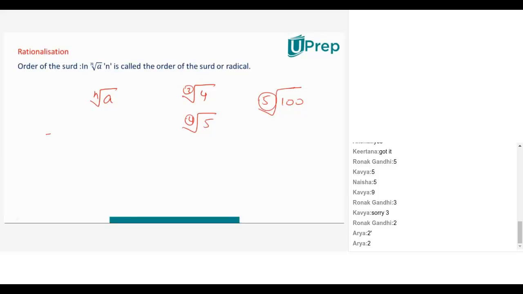We'll come to the surd later. First, let's understand a radical in detail. So this 3 or 4 or 5 is called the order. Say for example, we have seventh root of 56. What is the order of the radical seventh root of 56? It's called 7. Wonderful.